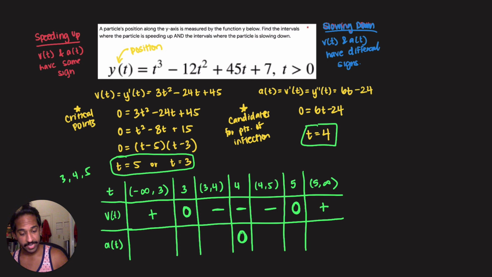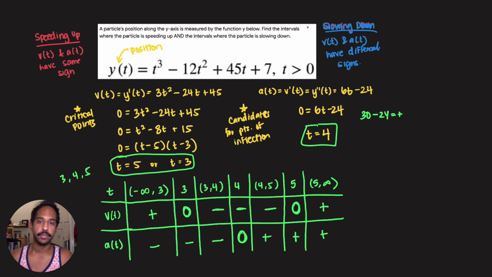Well, we can test 3 as our value here, so let's try that. 3 times 6 is 18. 18 minus 24 is a negative number, so all of this will be negative. And what if we test a number in the other interval? Let's test 5. 6 times 5 is 30. 30 minus 24 will give us a positive number. So this whole thing is positive.